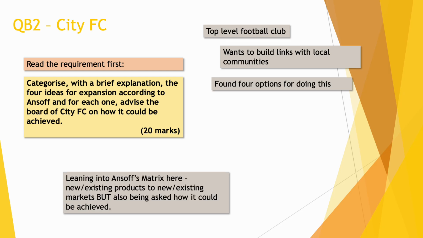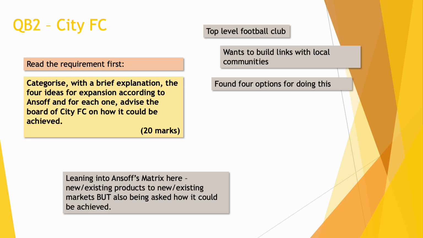just like the last question was leaning into Mendelow's matrix. A lot of matrices for you here. So we're still looking at the new and existing products and new and existing markets, although this is perhaps a bit more service-based. But you're also asked about how it could be achieved. So what you're looking for here is, again, really anything logical about the practical issues that will be involved with implementing that particular strategy and how it could be dealt with. So how could City FC actually manage these strategies? How could it accomplish them?